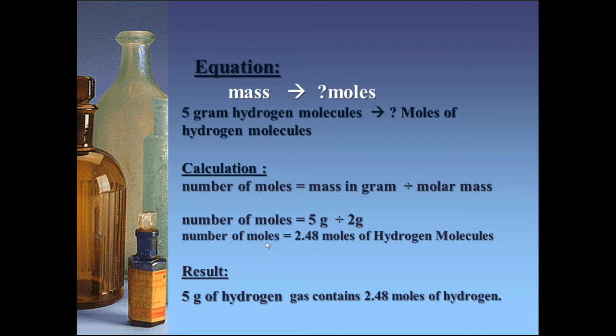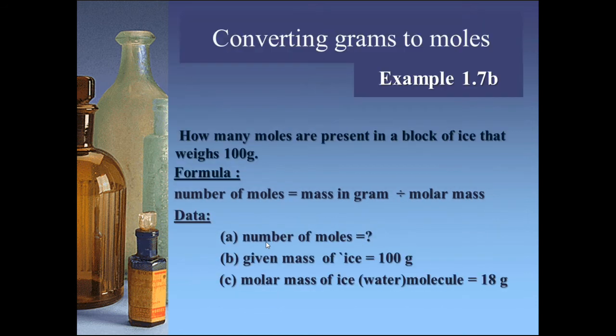Calculation: number of moles is equal to mass in gram divided by molar mass. Number of moles is equal to 5 gram divided by 2 gram. Number of moles will be 2.48 moles of hydrogen molecules. So the result will be 5 gram of hydrogen gas contains 2.48 moles of hydrogen. Converting grams to moles. Example 1.7b.